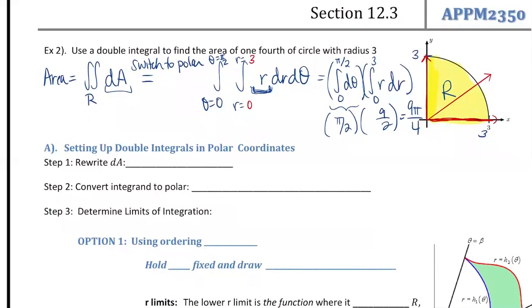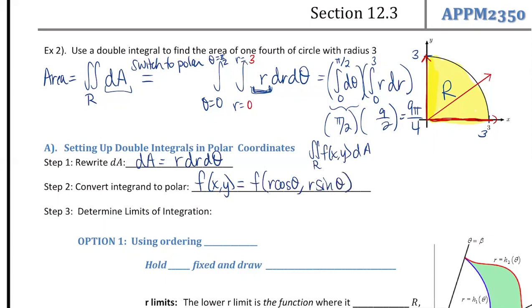Okay, so that was just a basic example to help you see how we would do it with an area. And now let's think about, in general, if I'd like to set up the double integral in polar coordinates with any type of integrand. So let's say I have it as a starting point in Cartesian coordinates, and I'd like to rewrite this in polar. First, I'm going to rewrite dA as r dr d theta, and then I'm going to convert the integrand to polar. So in polar, we know that x is r cosine theta, y is r sine theta. So we're just going to substitute that.